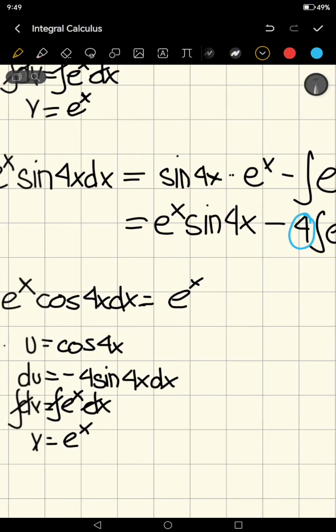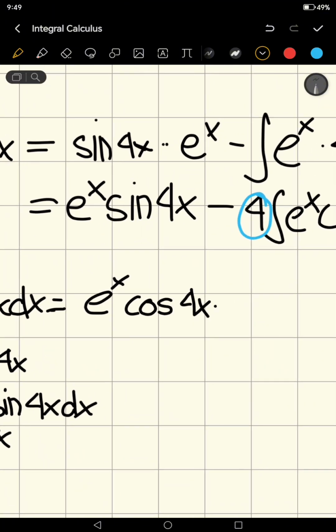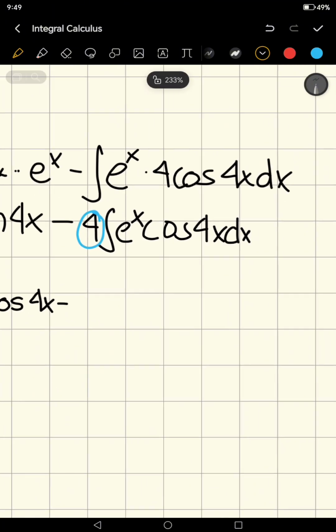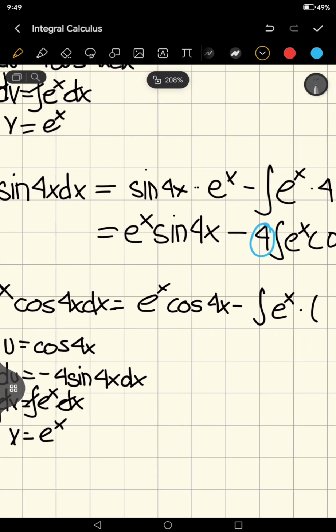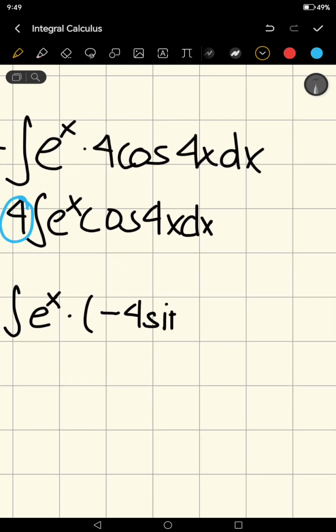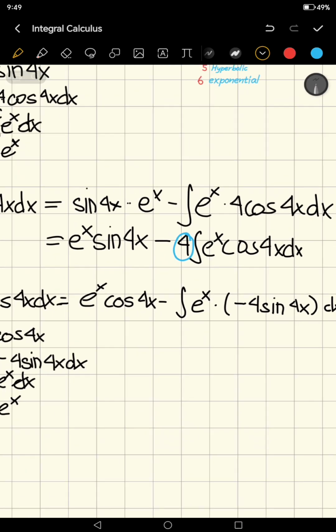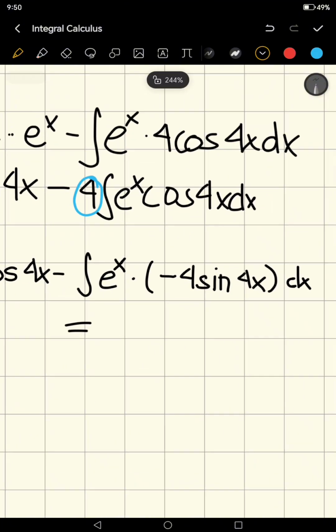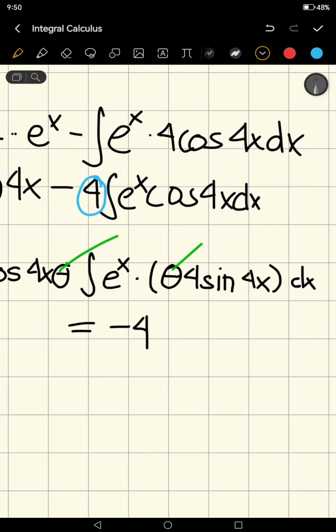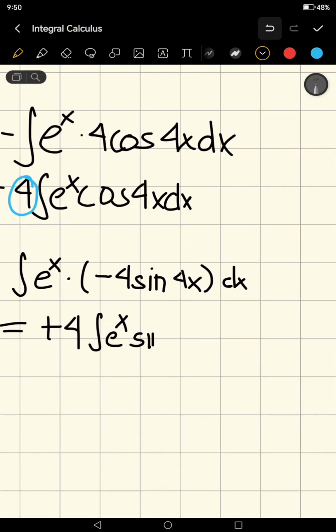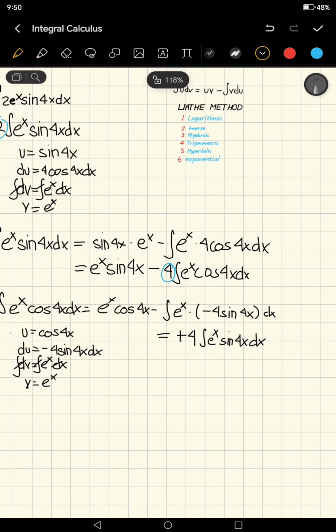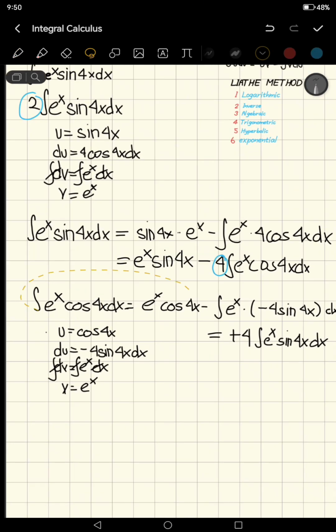Okay, diretso na tayo. U times v is equal to e raised to x times cosine 4x minus the integral of e raised to x times negative 4 sine 4x dx. Okay, diretso na lang ulit tayo. Let's factor out the constant negative 4, but since minus ang nasa formula, this will become a positive 4 times the integral of e raised to x sine 4x dx. Okay, copy lang muna natin.